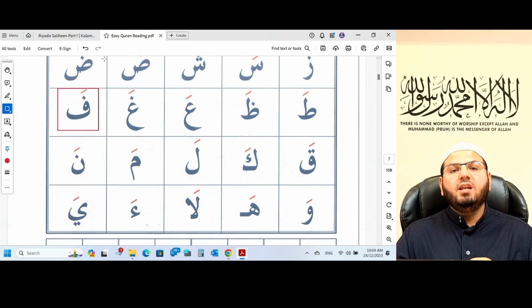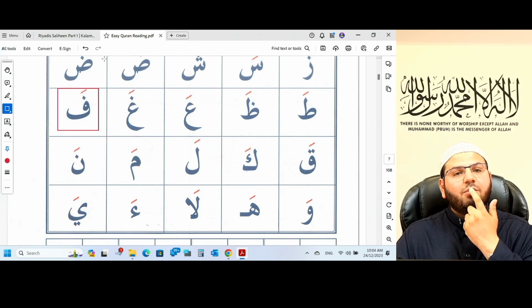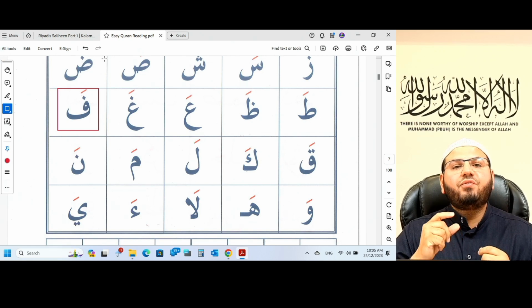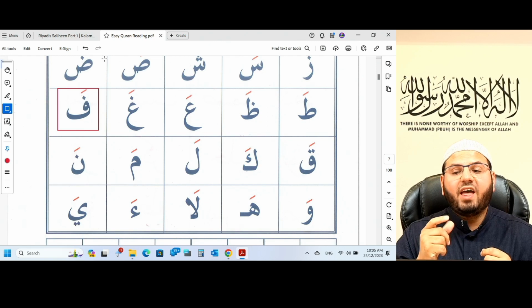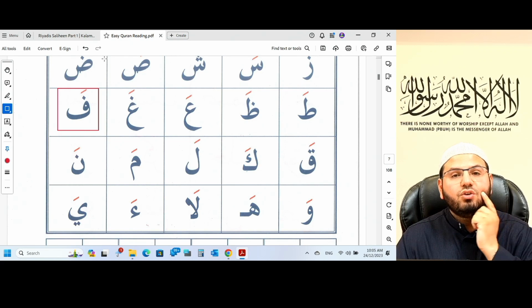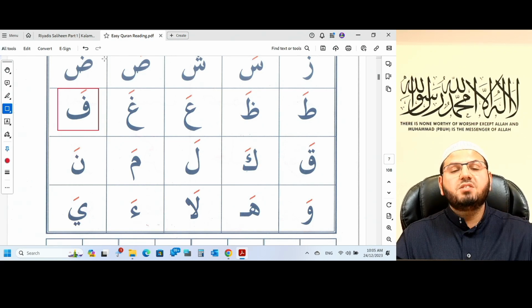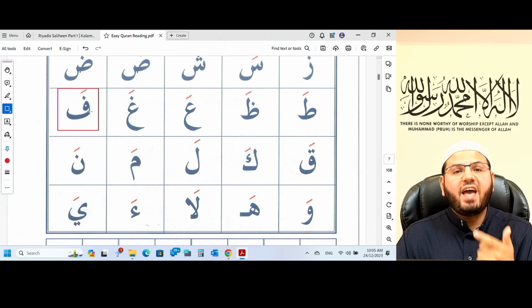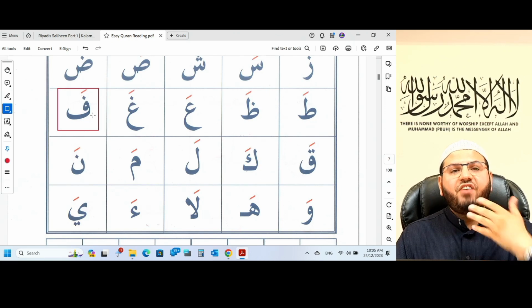Fa. Again, your upper teeth with the bottom lip, and you do it like this. Your tongue doesn't do anything here. So your teeth with your lips, and the air goes outside. Bismillah. Repeat after me 5 times. Fa, fa, fa, fa, fa. Again, fa.